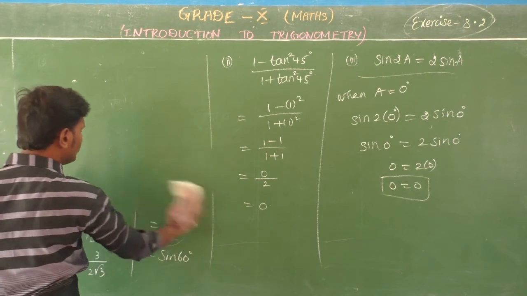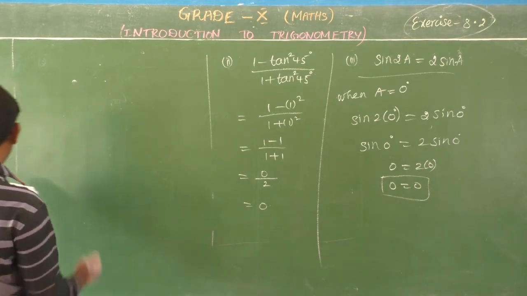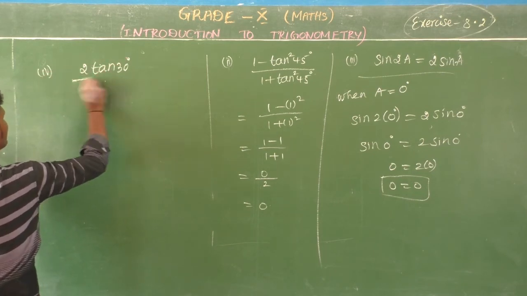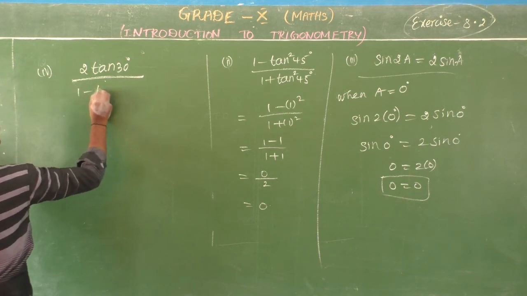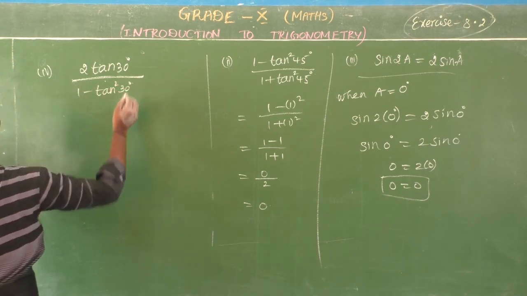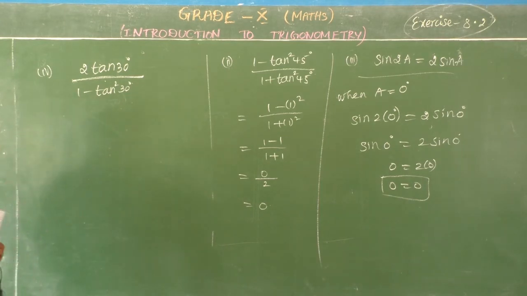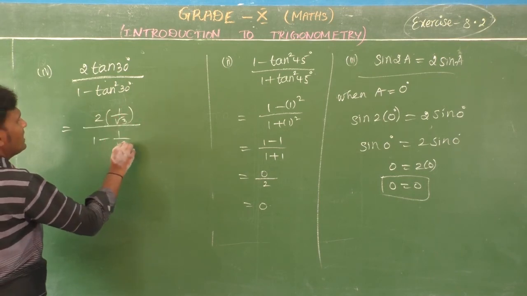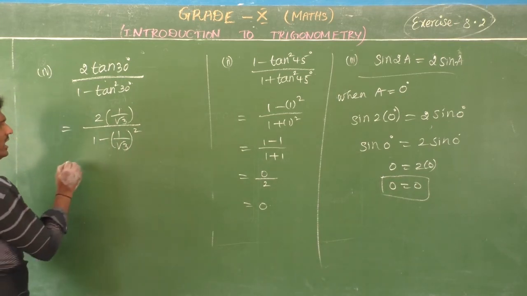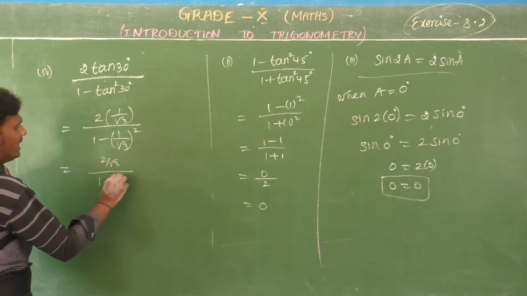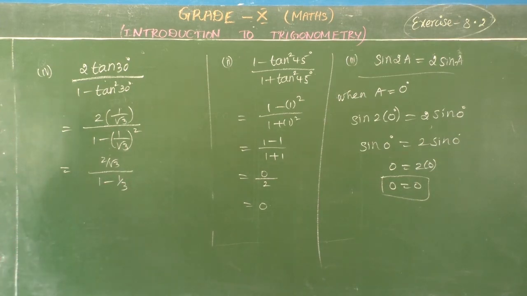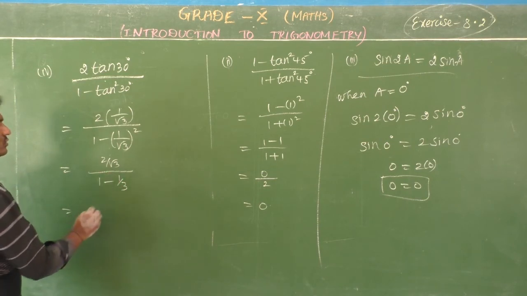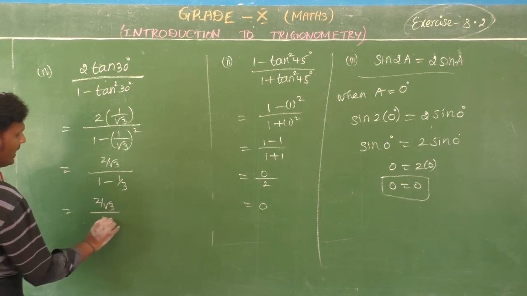And the fourth question also has the same concept, 2 tan 30. It's the same as the first question, but one thing is different: instead of plus, they are giving minus. Now listen, 2 into tan 30, which is 1 by root 3, whole divided by 1 minus 1 by root 3 the whole square. Now 2 by root 3 whole divided by 1 minus 1 by 3. Now 1 minus 1 by 3, what will come? 3 minus 1, 2 by 3. So 2 by root 3 divided by 2 by 3.